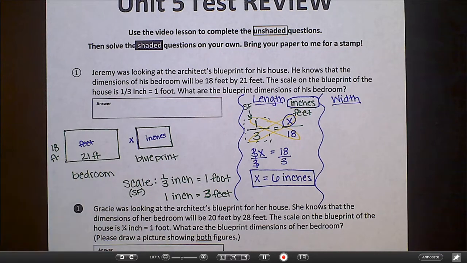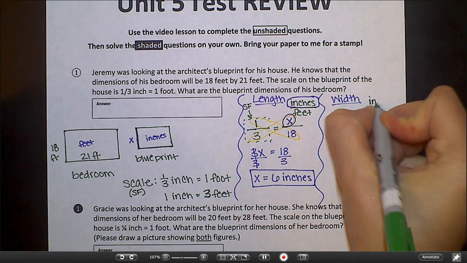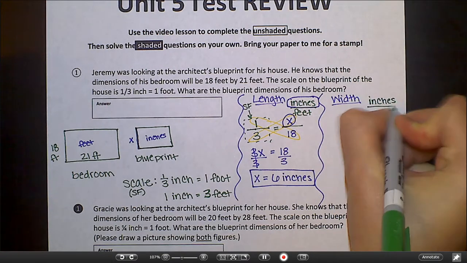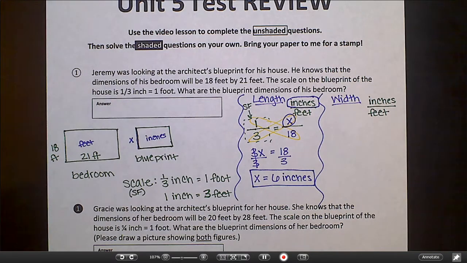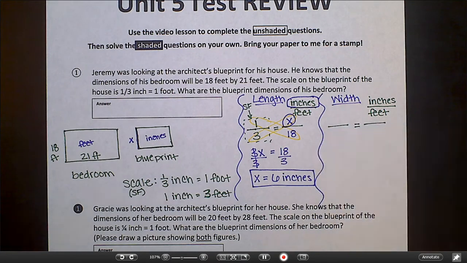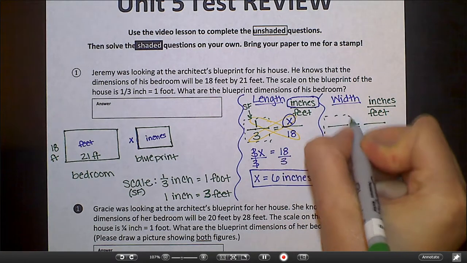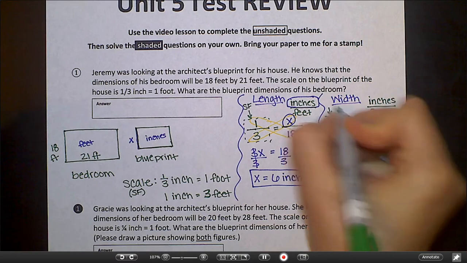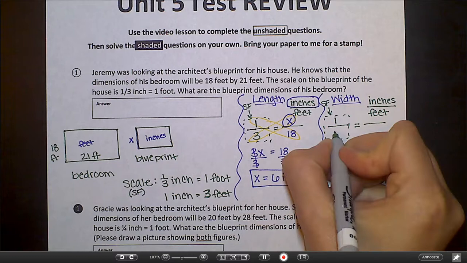So we're just going to go through the same process. Name your ratio. It's still inches over feet. Nothing is different here with the process. Then I'm going to do line equals line. I'm still starting with my scale factor. So remember, this is our scale factor. This is what we know from the problem. So 1 inch equals 3 feet.